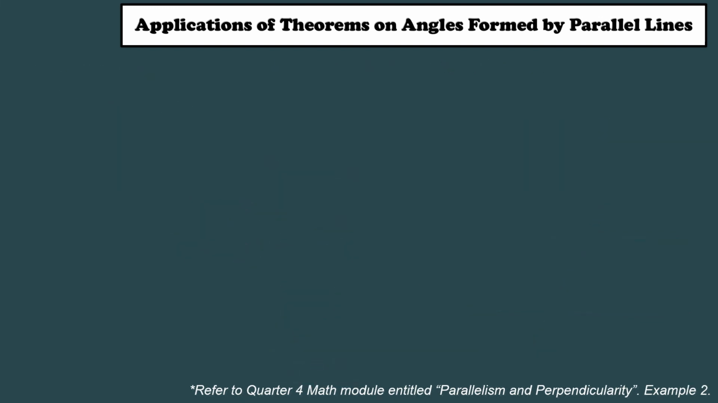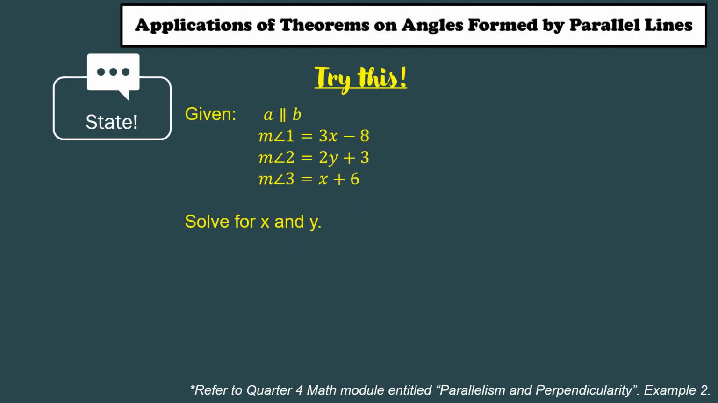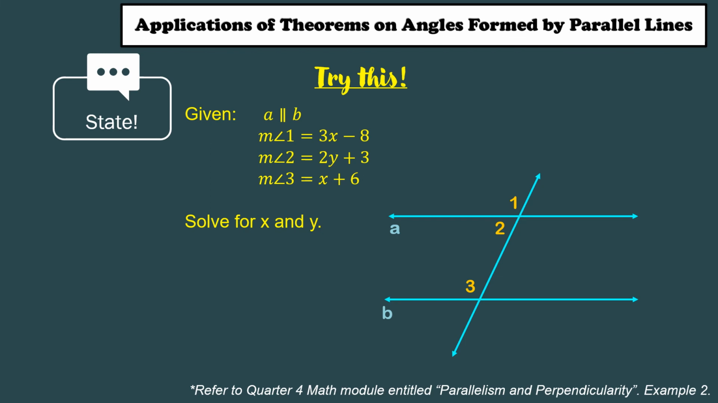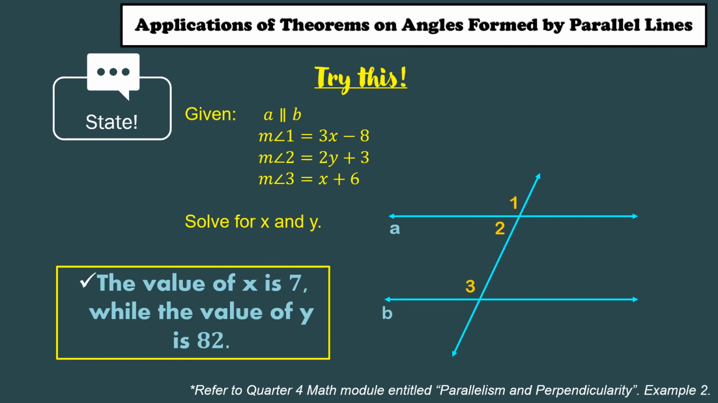We now state our conclusions. Given the figure and the following statements, we solved and learned that the value of x is 7, while the value of y is 82.